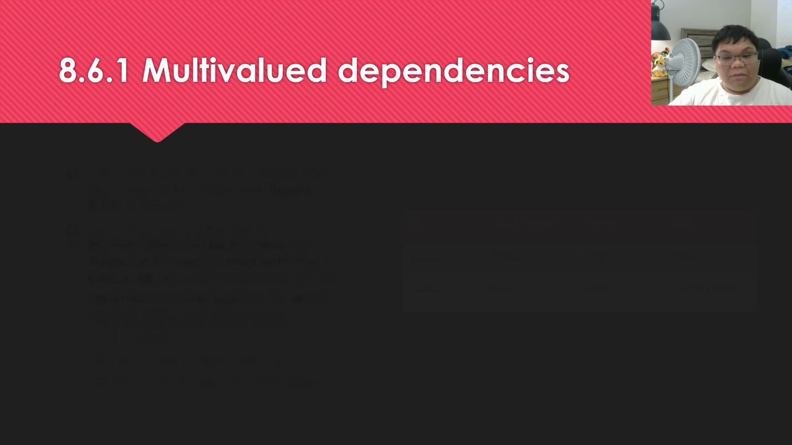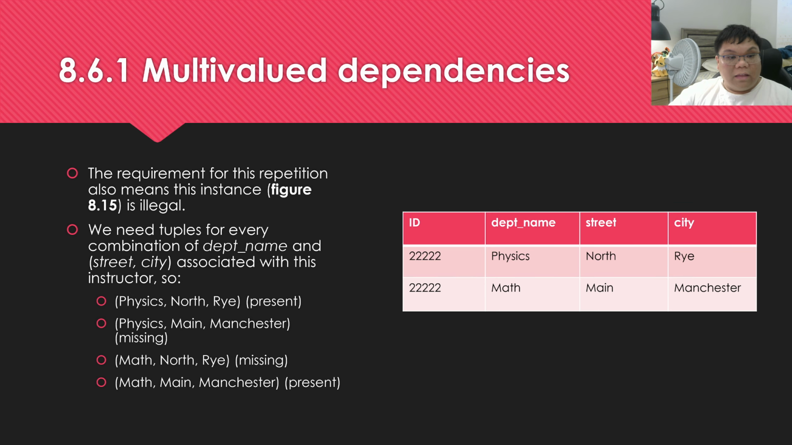This also means if we did something like this, it is illegal. In other words, we want every tuple combination for department name and street city. So in this instance, we actually have stuff missing. Physics North Rye is present. We need all four of these. Physics North Rye, which is present. Physics Main Manchester, which is missing. Math North Rye, which is missing. And Math Main Manchester, which is present. So this is an illegal instance. We need every possible combination.